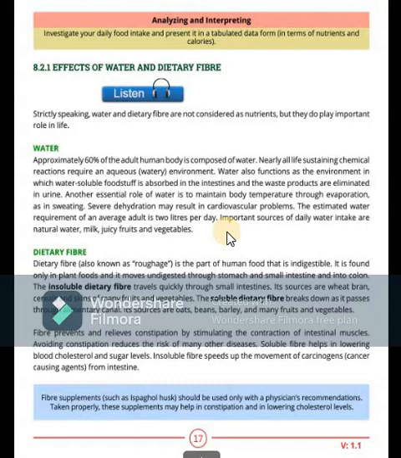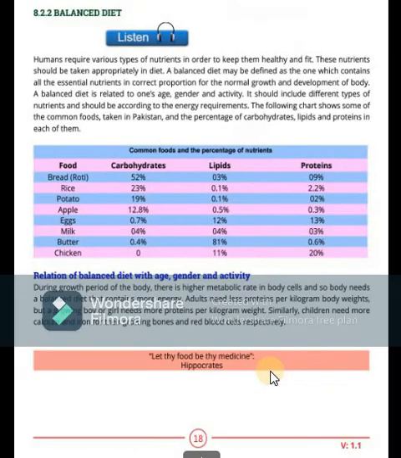Sources for the insoluble dietary fibers are wheat, bran, cereals, and skins of many fruits and vegetables. While soluble dietary fibers break down as they pass through the alimentary canal, and its sources are oats, beans, barley, and many fruits and vegetables. So fiber prevents and relieves constipation by stimulating the contraction of intestinal muscles. Avoiding constipation reduces the risk of many other diseases. Soluble fiber helps in lowering blood cholesterol and sugar levels, and insoluble fiber speeds up the movement of carcinogens.